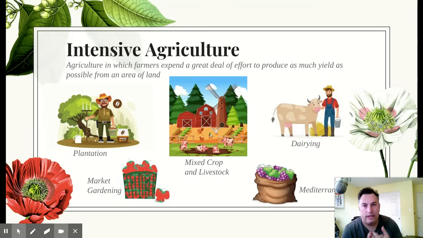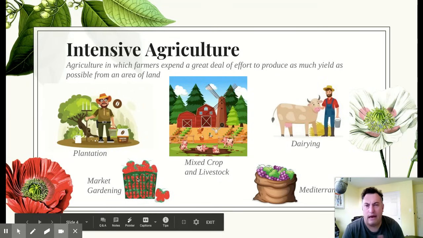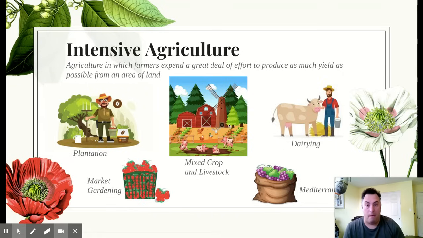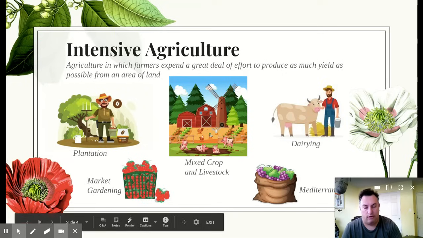Okay. Now, what the College Board wants you all to know is 9 different types of agriculture, 5 of which fall in this umbrella of intensive agriculture. So we got plantation agriculture here. Those are like your coffee farmers, tobacco, cotton. Market gardening, which is what I think of with market gardening is selling things like at a farmer's market. So I got some strawberries right here, but other fruits and vegetables would fit in market gardening. Mixed crop and livestock is when you're producing both animals and crops. Dairying, that's where we get all our milk and cheese from and other dairy products. And then we got Mediterranean agriculture right here, where we're producing grapes, olives, things like that.